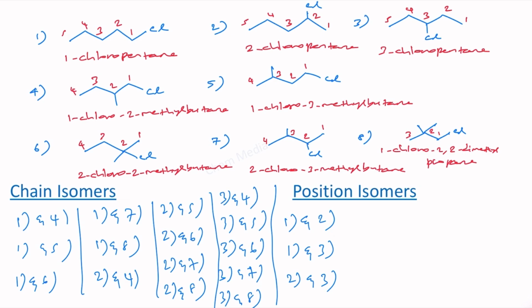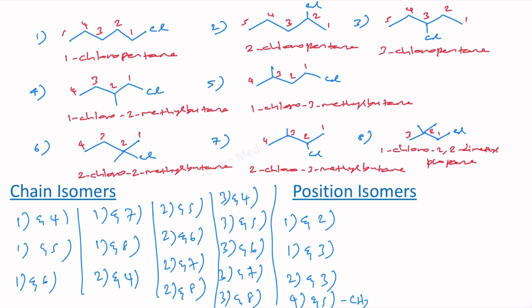Now, how about 4 and 5? 4 and 5 are position isomers due to the methyl group. Parent chain is same, butane. Side chains are chlorine as well as methyl, and the position of chlorine is same, but the position of the methyl group differs. Therefore, 4 and 5 are position isomers due to CH3.